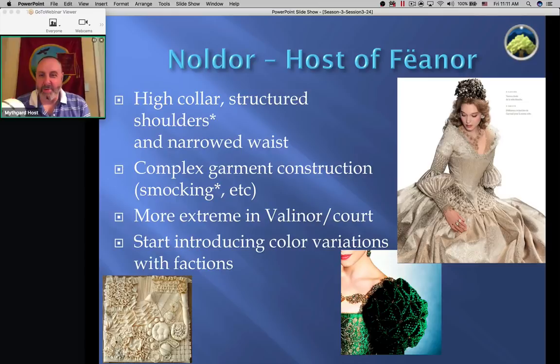But it's also getting more decorative. It would be really interesting to have a Noldor character who could appear in three or four versions of the same dress over the course of multiple episodes. We come back to her several episodes later, and she has the same dress, but there's something different. It's now more elaborate than it was before. That would be kind of funny.